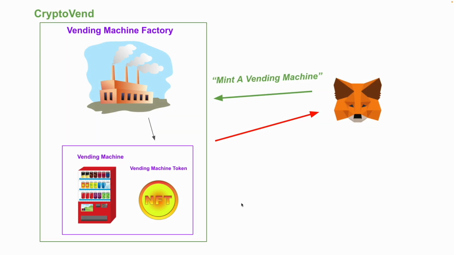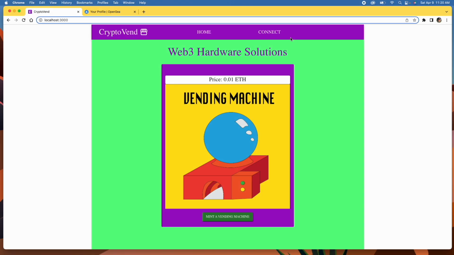Well, first of all, it starts off with the user hitting the CryptoVend website and saying that they want to mint an NFT token, which is paired to a vending machine, and I'm going to demo that. Here we are at the landing page for CryptoVend, and I'm going to show you how we can use an NFT to connect to hardware.